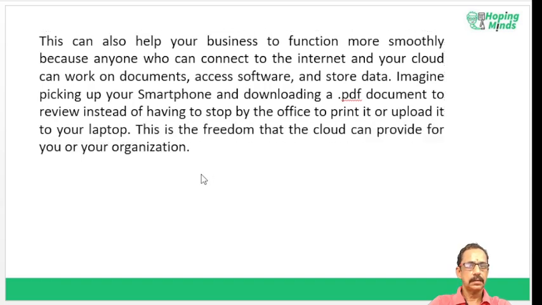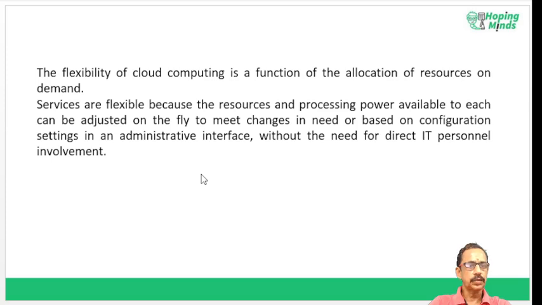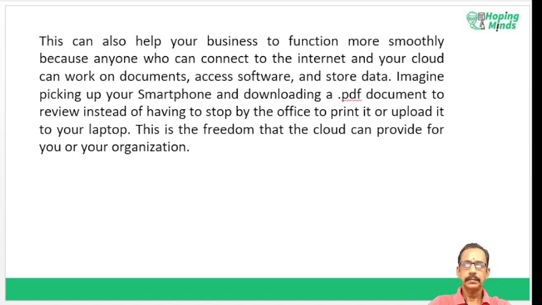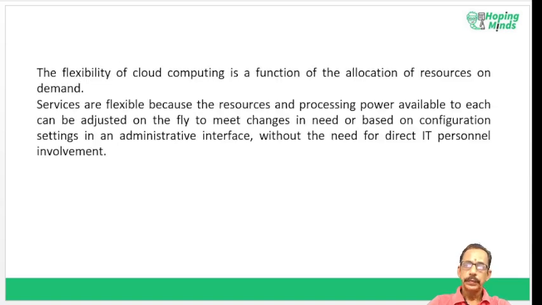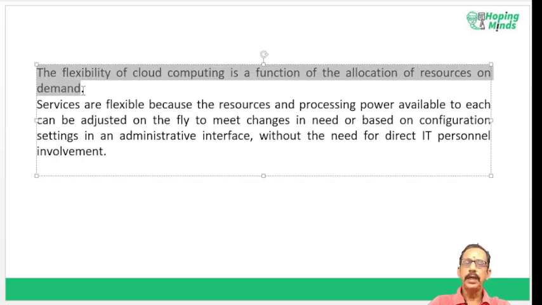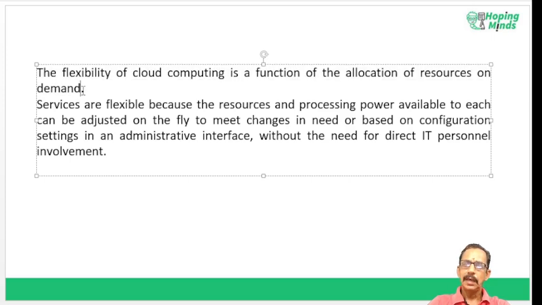That is the measure. It functions more smoothly. But so the flexibility of cloud computing is allocation of resources on demand. So like you said, we require 1 TB space. So the cloud provider will provide you only 1 TB space.